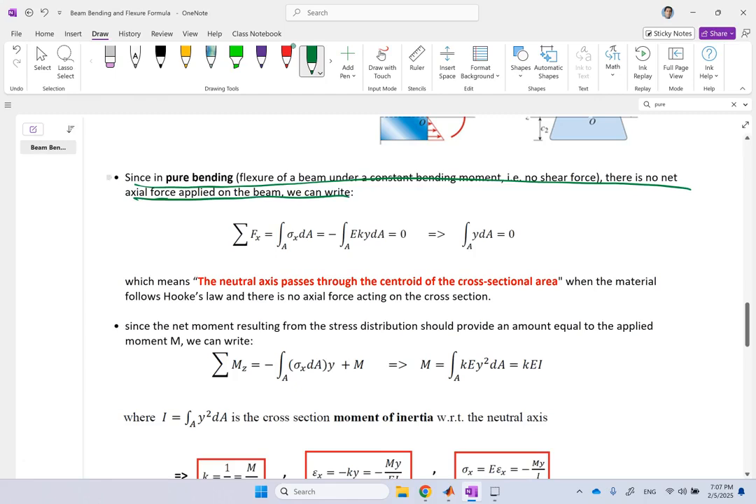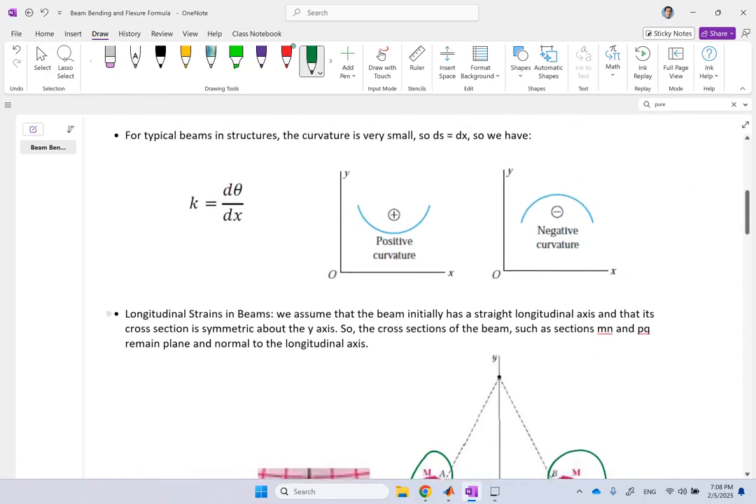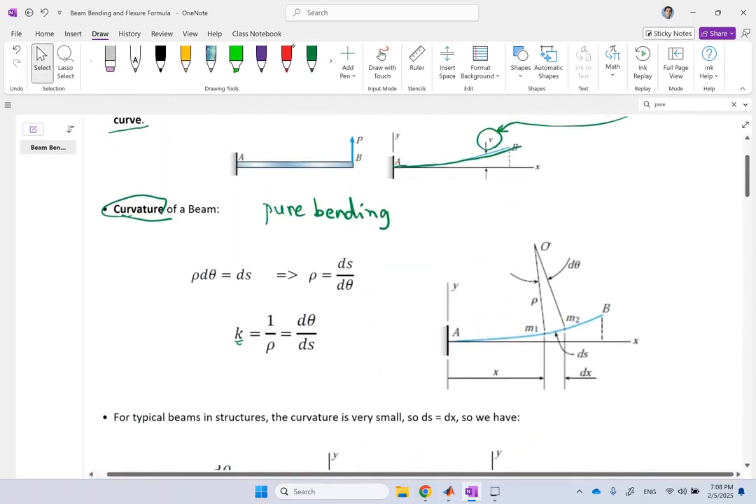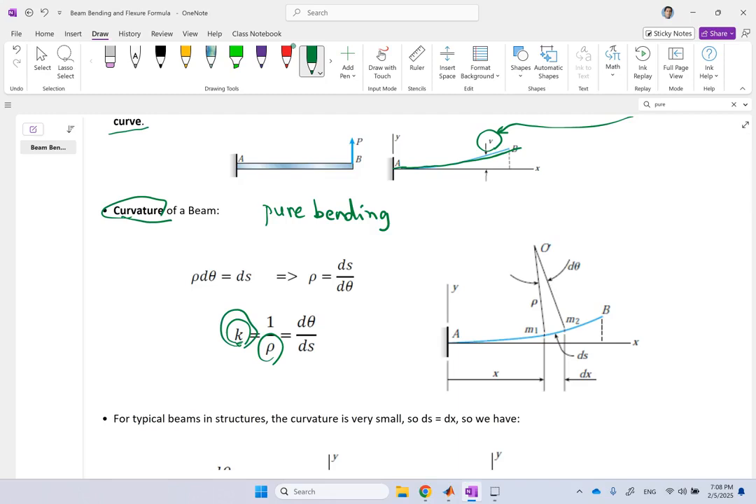So we first study that, and then we look at more general cases where M could be a function of location. But right now, if we assume that this bending moment M is constant, then we can define a single radius of curvature rho, and the reciprocal of that is what we call the curvature. You see the unit of curvature is 1 over length, and rho is the radius of curvature. If you consider this curve, you can say that there is a point called the center of curvature, and there is a radius of curvature.